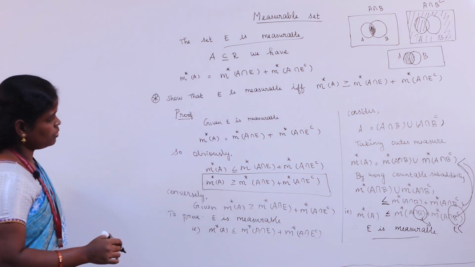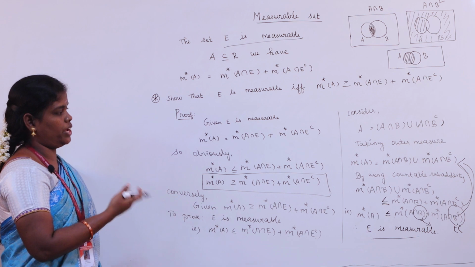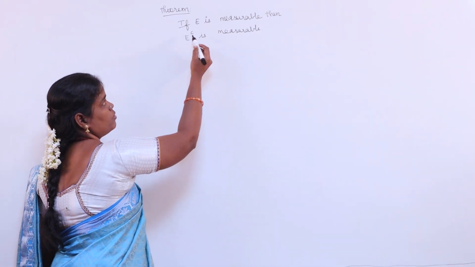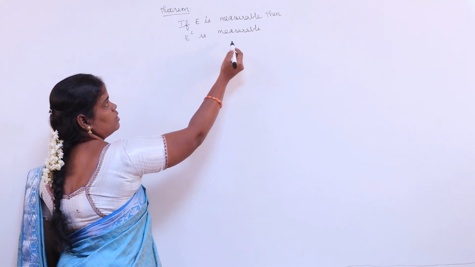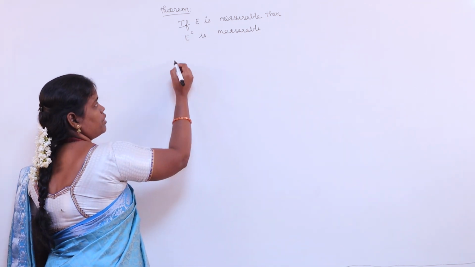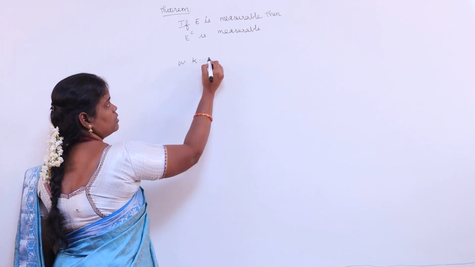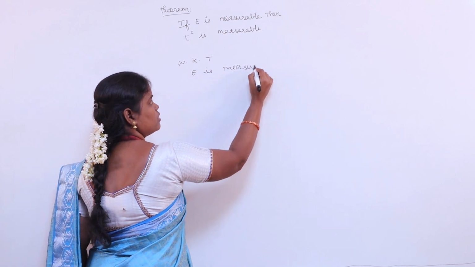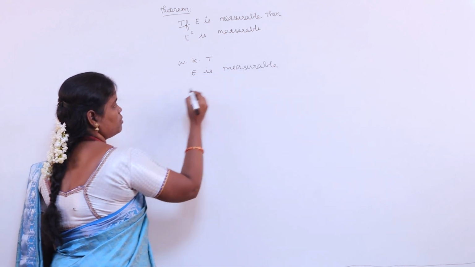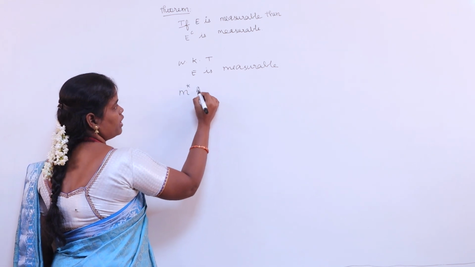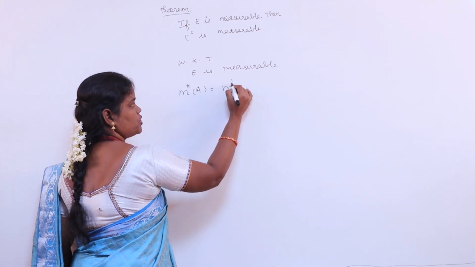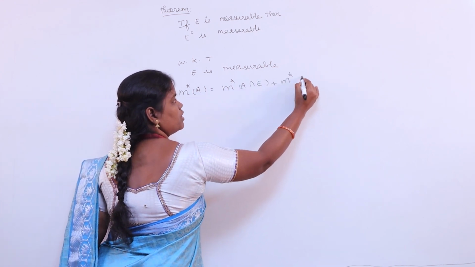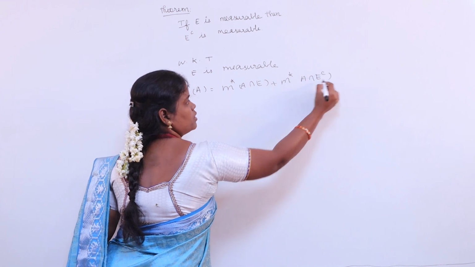So next we go to some more theorems. Next, if E is measurable, then E complement is measurable. First we know that E is measurable means, what you write? E is measurable means outer measure of A is equal to outer measure of A intersection E plus outer measure of A intersection E complement. That's it.